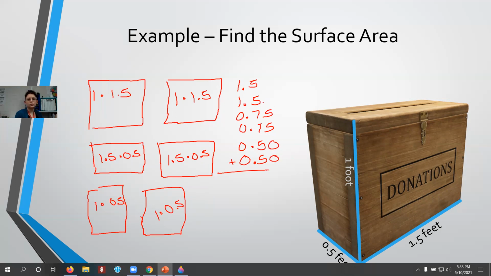To help me keep organized, I'm going to add zeros to the end. So 5 plus 5 is 10. I'm going to put down our 0, carry our 1. 5, 10, 15, 20, 27. 7 plus 7 is 14, so 34, 35. And down your 5, carry your 3. I'm going to go ahead and bring down my decimal point. 3, 4, 5. So the surface area of my donation box is 5.5 feet squared, because again, I'm dealing with a type of area.